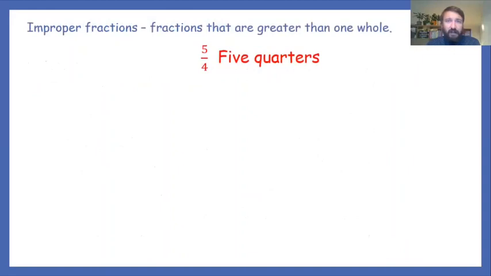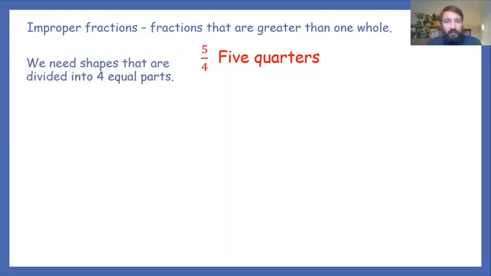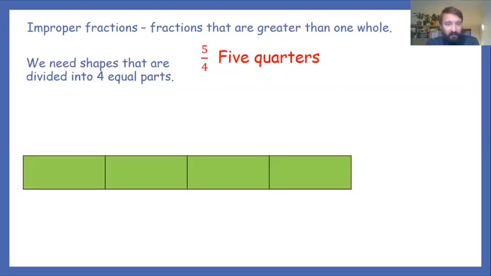Okay, so let's have a look. Improper fractions are fractions that are greater than 1 whole. So let's have 5/4 as an example and work through this together. We need shapes that are divided into 4 equal parts. So if we're going to draw this, we're going to need shapes that are divided into 4 equal parts for our denominator. So let's have a look. Here's one shape that's been divided into 4 equal parts.